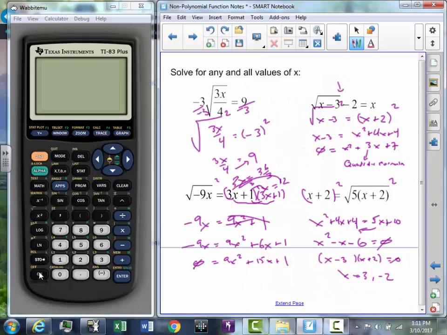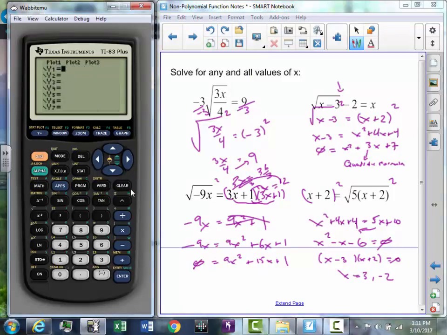Imagine that we tried solving this a different way. What if I tried solving it on my calculator and I typed in x plus 2, and then I typed in the root of 5 bracket x plus 2, and I just typed two equations in y1 and y2, and then I graphed it. This is the x plus 2 graph. And this one right here is my square root graph. Do you see how it crosses right there and right there? That explains the two solutions.